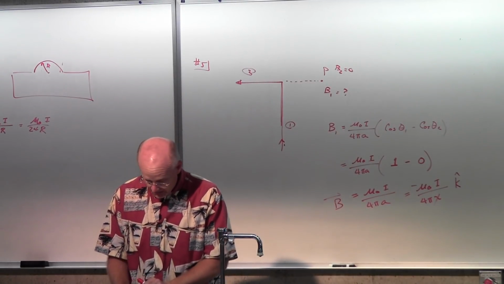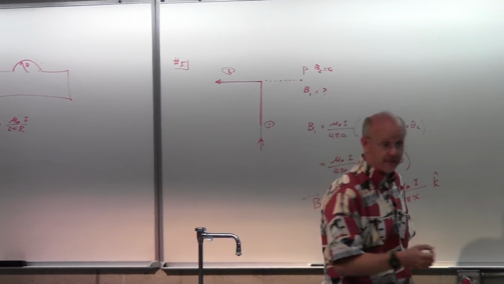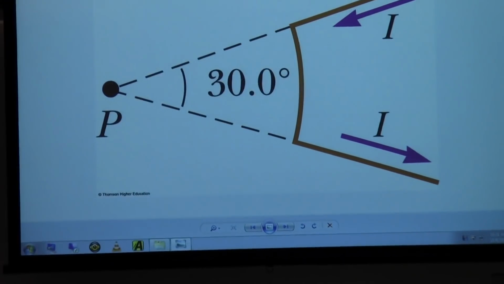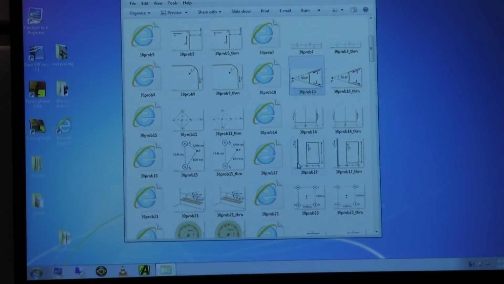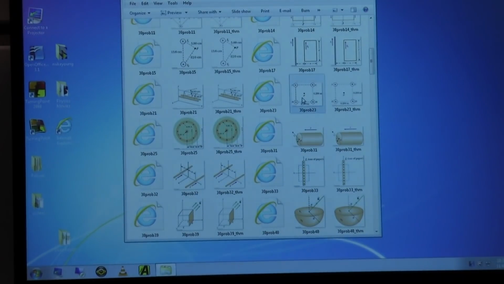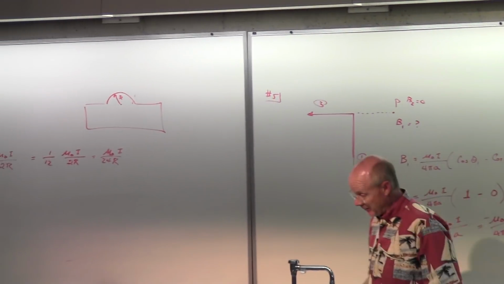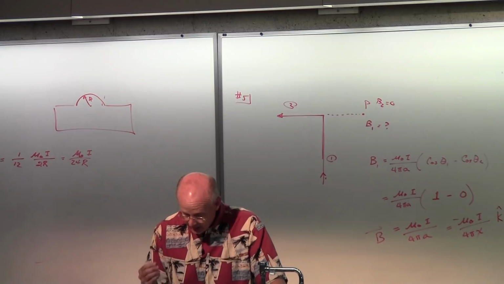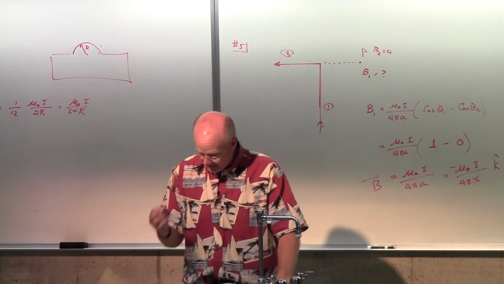How about we try something a little bit different here? How about number 23 then? Number 23 says, where'd 23 go? They got a nice picture of it. But these purple dots and X's are representing the current here. It says this in number 23. It says 4 very long parallel conductors carry equal amounts of current of 5 amps.